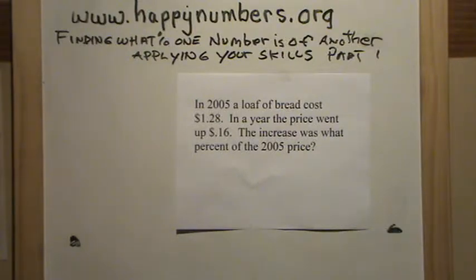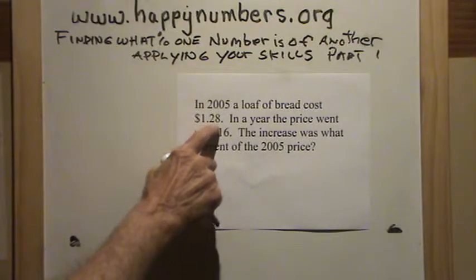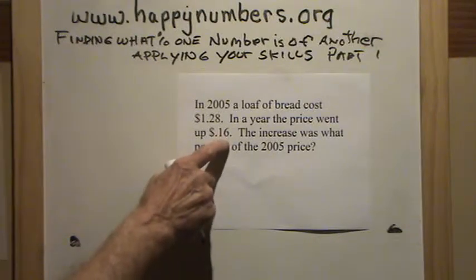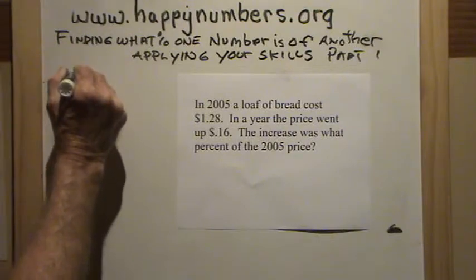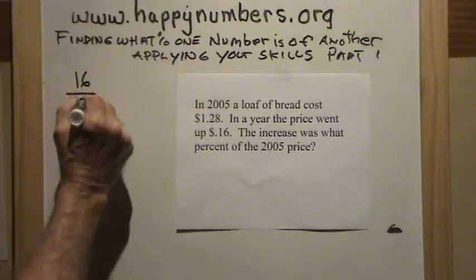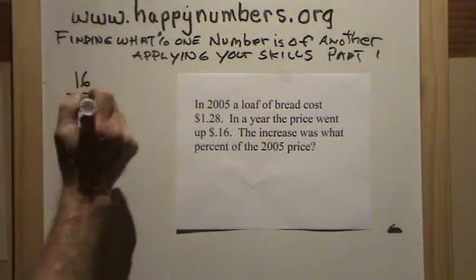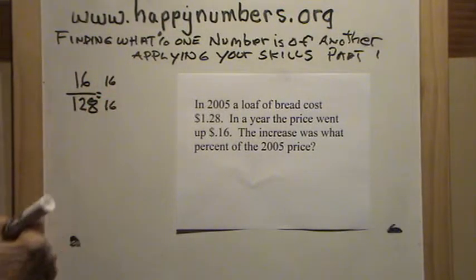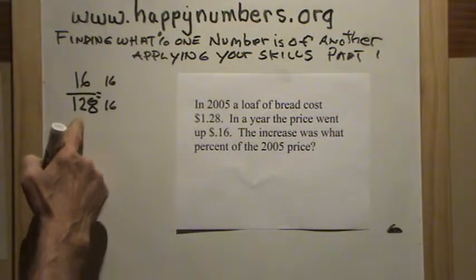Well, okay. So, in 2005, bread cost $1.28. It went up 16 cents. We want to know 16 is what percent of the original price of $1.28? Well, we'll put 16 over 128, and now we're going to want to reduce that. And I think we can do this by 16s. I think we can divide this by 16 and 16, because I think 16 times 8 is 128.